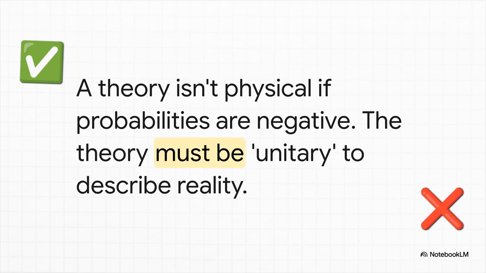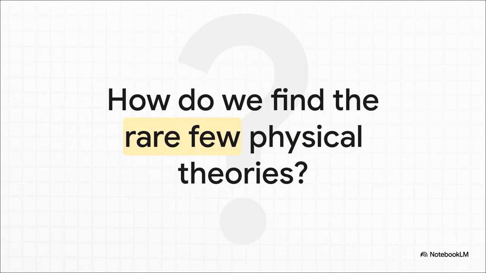It sounds complicated, but the core idea is super simple. Probabilities have to be positive. You just can't have a negative 50% chance of something happening. It makes no sense. So any theory that spits out negative probabilities, it gets thrown right in the bin. It's not physical.